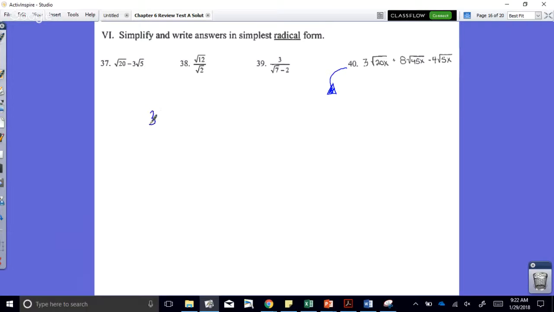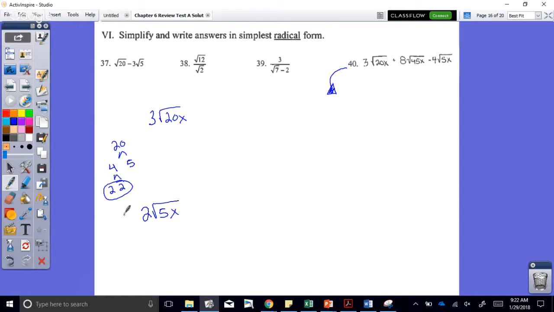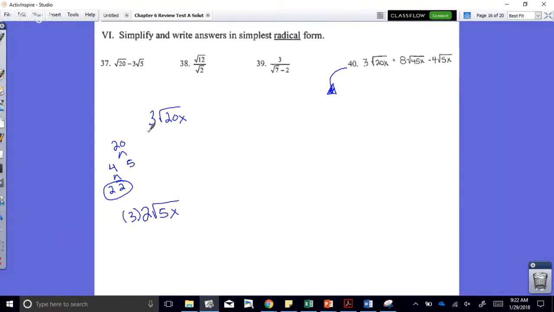So I've got a 3 square root of 20x. I'm going to start there. I'm looking for groups of 2. 20 is 4 times 5. 4 is 2 times 2. I can take out my group of 2. 5 and the x stay inside. Okay, there was also a 3 on the outside to start with. So that becomes 6 square root of 5x.